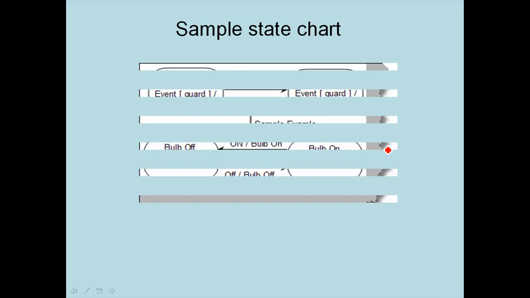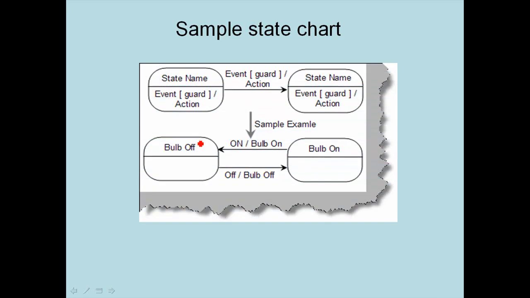So here's a simple sample of the state chart diagram. You can see that it's the same sample which I showed previously, but now that we have gone through all the notations, we can understand this in a better format. So here's the state, here's the second state. The transition happens when the event is on, and the action is that the bulb is on.